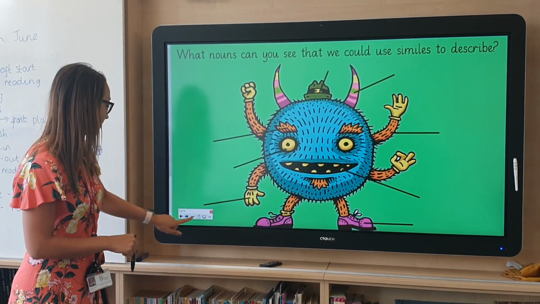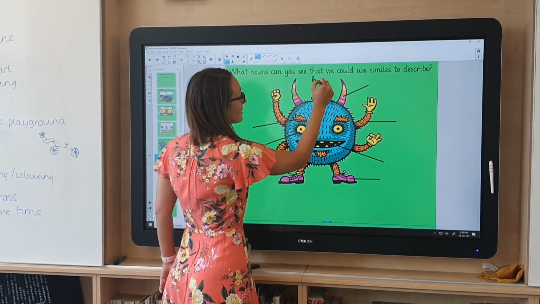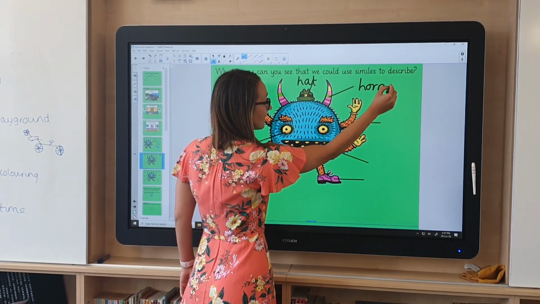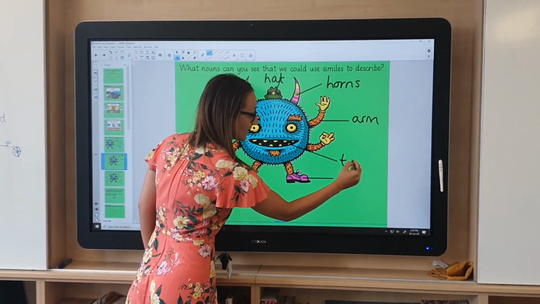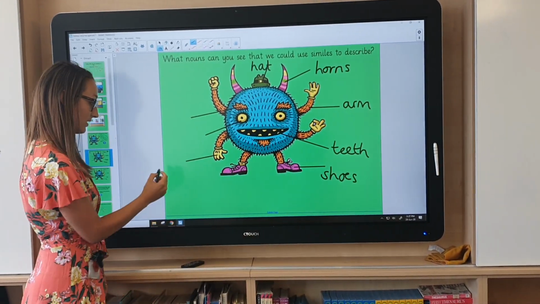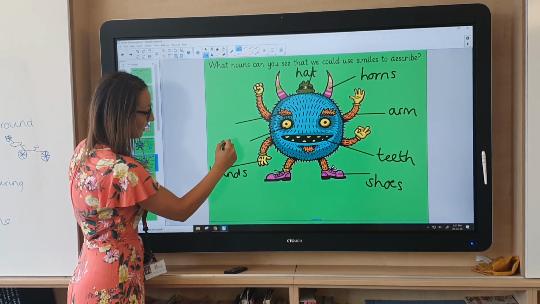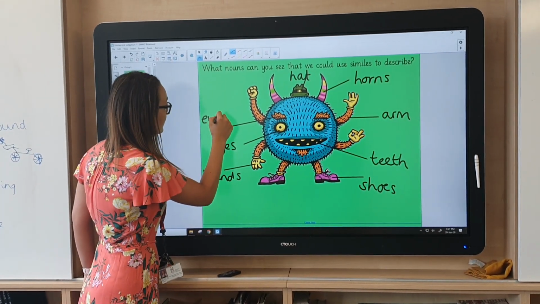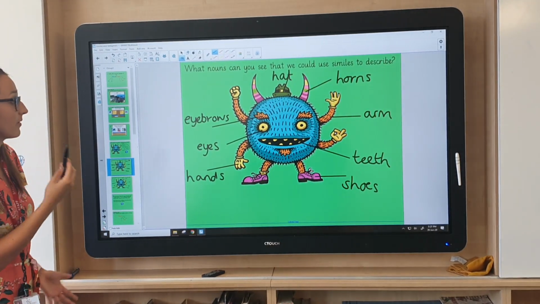Okay, what did you come up with? So I came up with, and hopefully you've done some similar ones, a hat. He's also got horns, his arm, teeth, we could have his mouth, shoes, hands or maybe his fingers, eyes, or eyeballs if you want to be specific, and then I found his eyebrows. Okay, you could have found more, the more you can find the better.